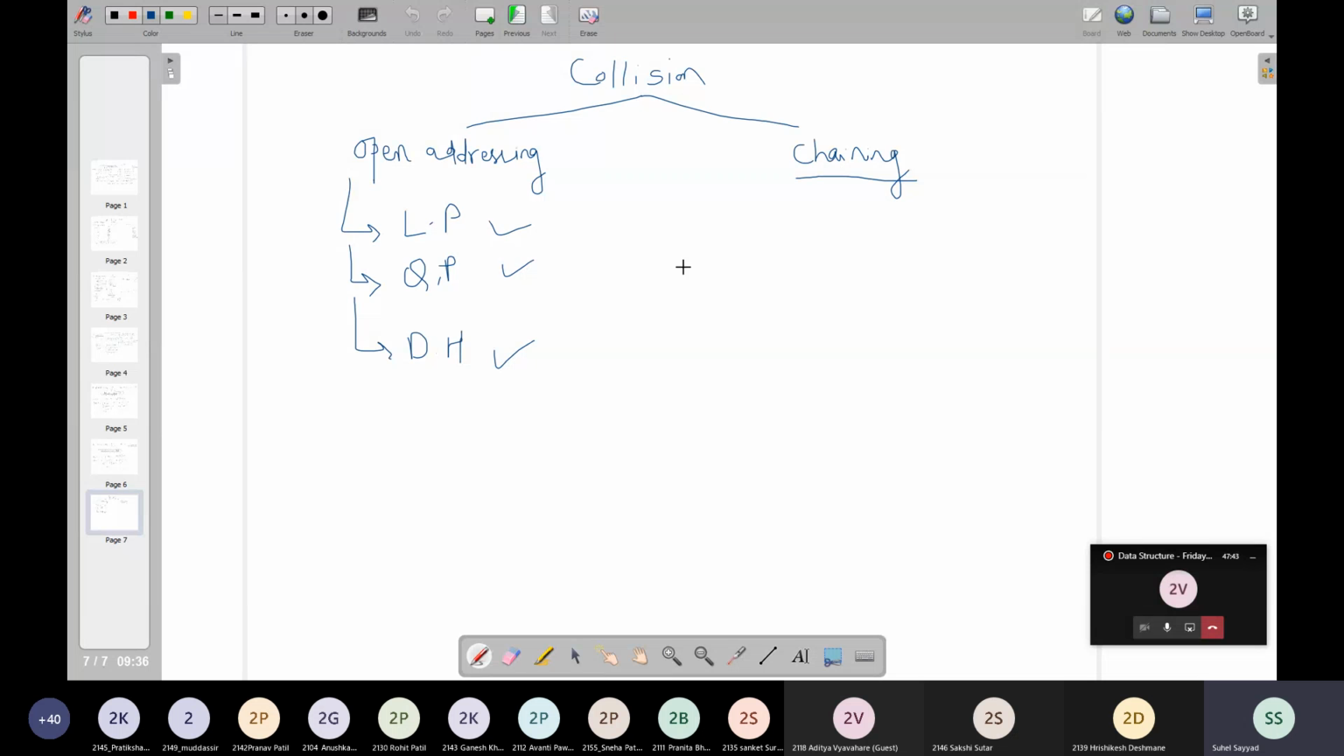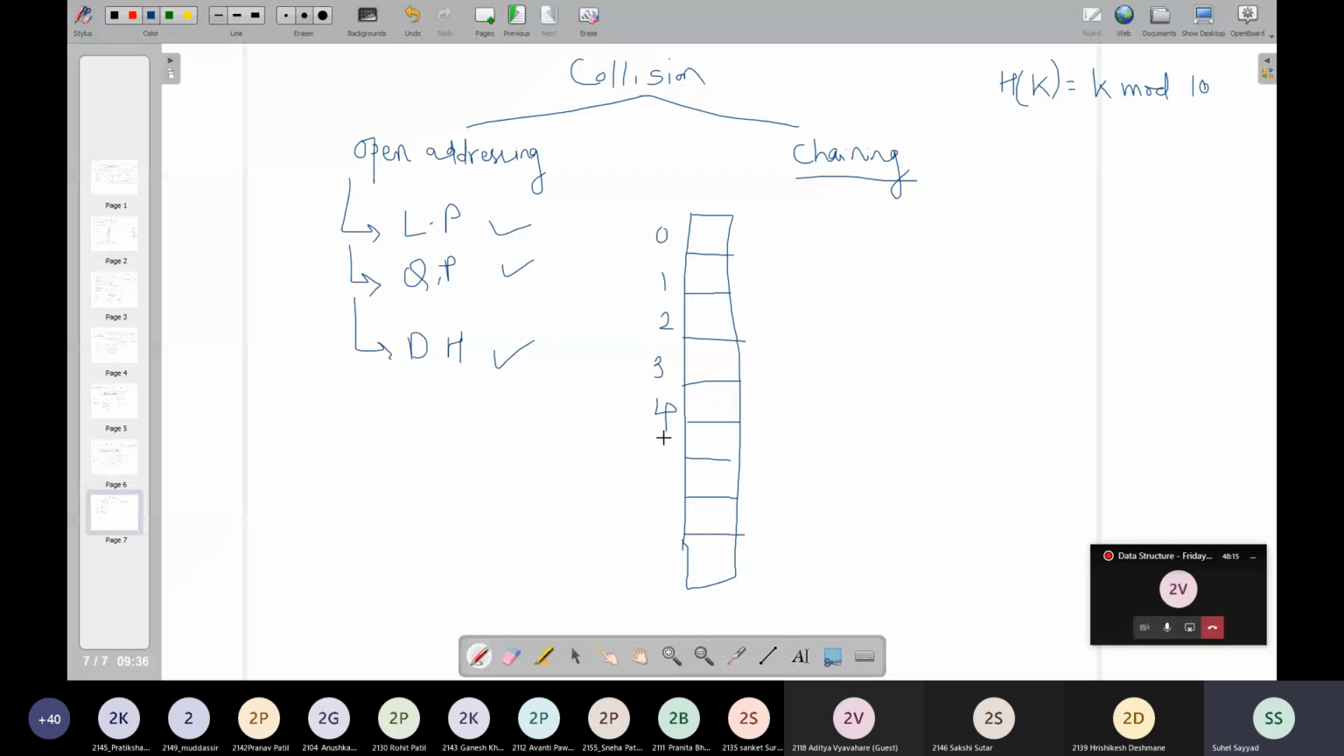Now suppose I create the chaining hash function h of k as k mod 10. So these are my 10 possible hash addresses. So this is 0, this is 1, this is 2, this is 3, this is 4, this is 5, this is 6, this is 7, this is 8, and finally this is 9.